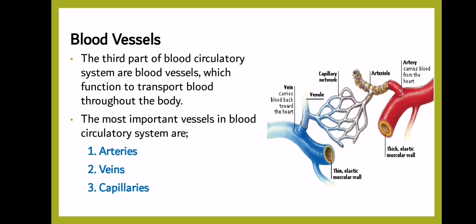As you can see in the diagram, this blue vessel, which is very thin, is the vein. It carries the blood back toward the heart. Now this divides to form venules, which again divide to form smaller branches known as the capillaries. Now these capillaries join together to form a larger vessel which is known as the arteriole, and arterioles further join together to form the mother vessel which is known as the artery, which carries the blood from the heart.